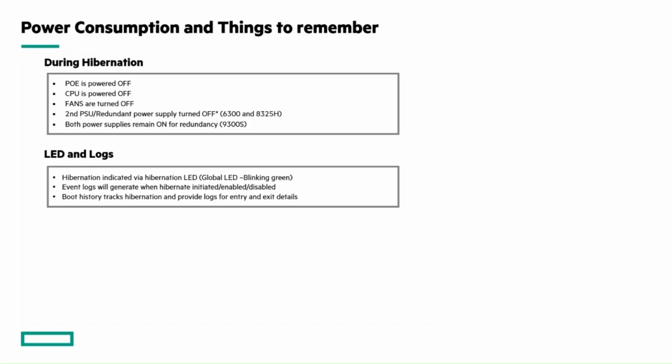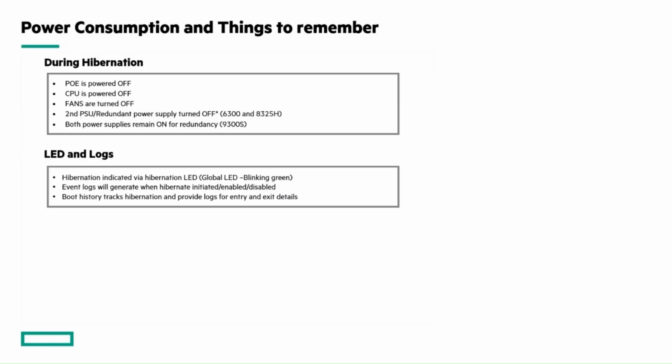Event logs will be generated when the hibernation is initiated, enabled, and disabled. For all the events, whether you configure the hibernation, delete the hibernation configuration, the switch enters the hibernation or exits from the hibernation, or the switch is rebooting because of the hibernation, the event logs will be generated with timestamps, which will help you to troubleshoot in case of any issues.